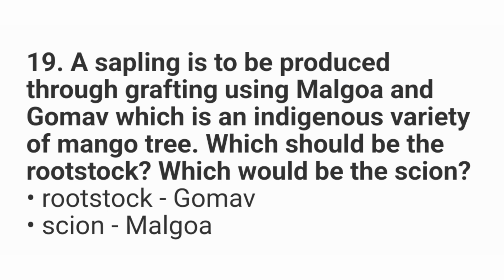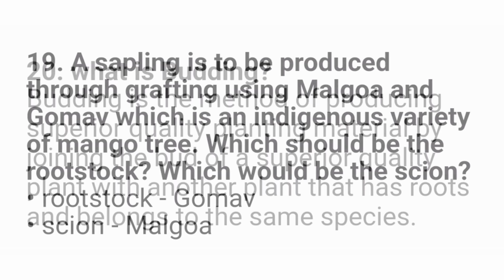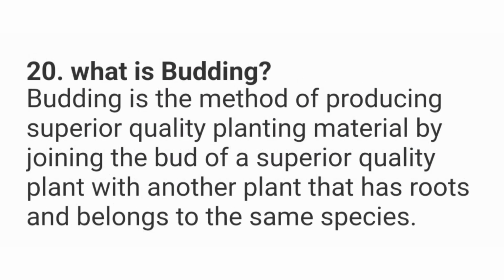Which should be the scion? Rootstock Goma, scion Malgova. Question number 20. What is budding? Answer: budding is the method of producing superior quality planting material by joining the bud of a superior quality plant with another plant that has roots and belongs to the same species.